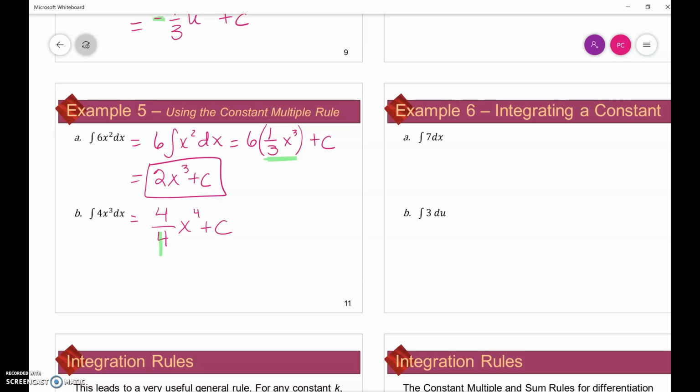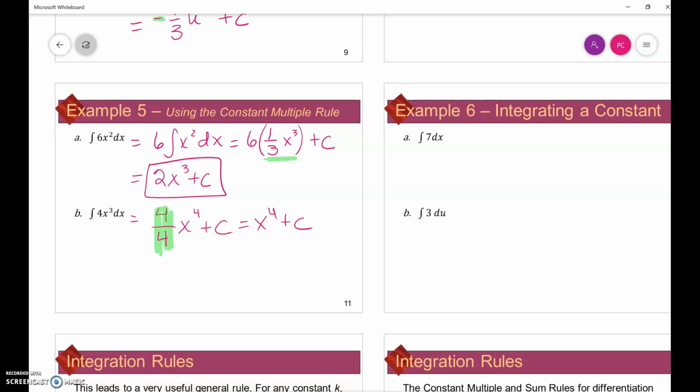And then I just simplify my fraction. This is how it makes the most sense in my head. It truly doesn't matter. Pick the way that looks easiest to you or makes the most sense to you. But I would prefer the second one, because we know 4 divided by 4 is 1, and I have x to the 4th plus c. Okay?